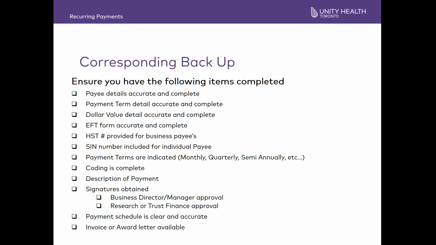Ensure that the coding is complete. The description of payment is provided. Signatures are obtained by the business director or manager approval for this recurring payment form. And ensure that research or trust finance has also approved the document. On page 2, the payment schedule is clear and accurate. And also ensure you include the invoice or award letter that is available.